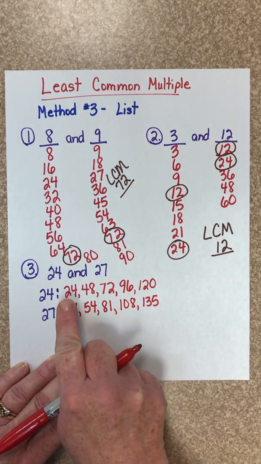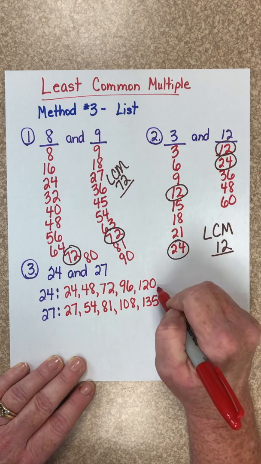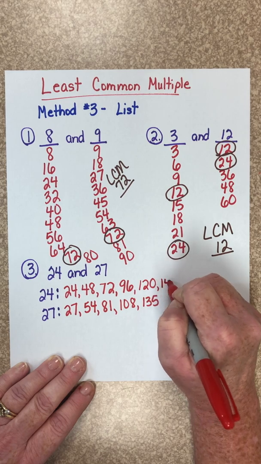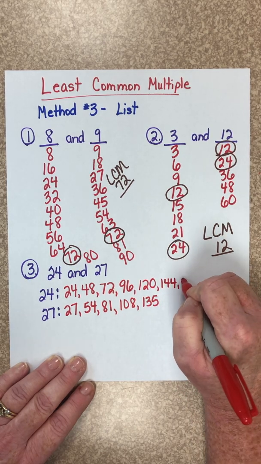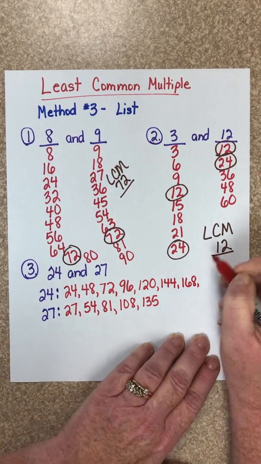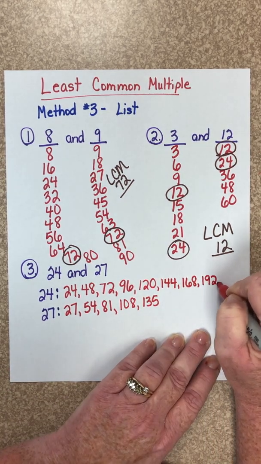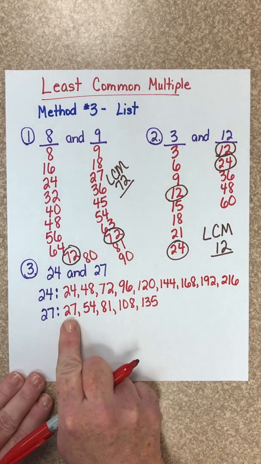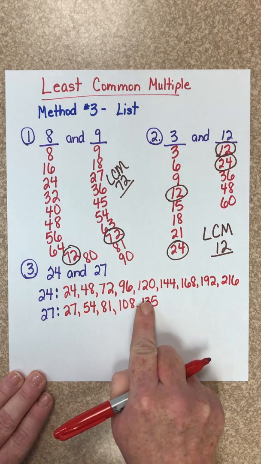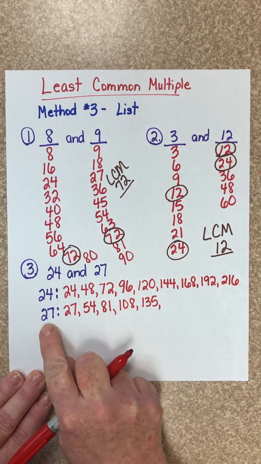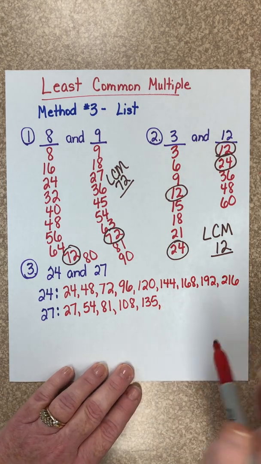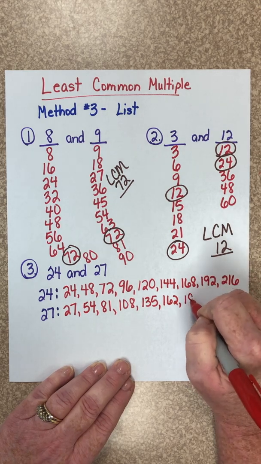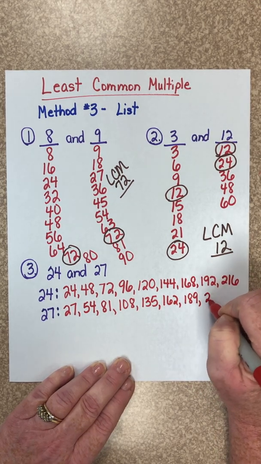So let me go back to 24. We're on 1, 2, 3, 4, 5, 6. We need the sixth multiple of 24. So 24 times 6 is 144. Next would be 168. Next is 192. Now we're hitting 200. It would be 216. All right, let's look at 27. So 1, 2, 3, 4, 5. We need the sixth multiple. 27 times 6 is 162. Next would be 189. And then 216.